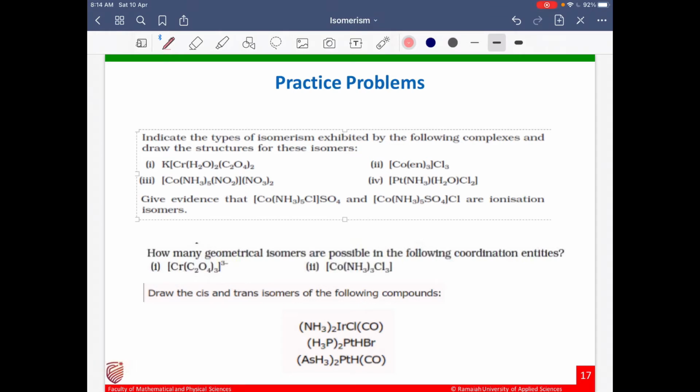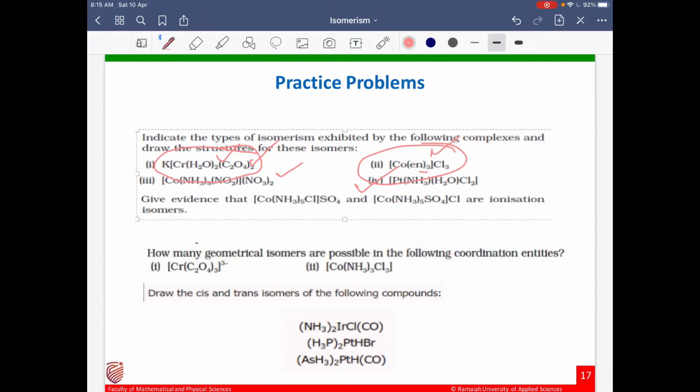Some practice problems. After listening to this class, you should be able to answer all these questions. Indicate the types of isomerism exhibited by the following complexes and draw the structures of these isomers. First one, you have to indicate the types of isomerism exhibited by the following complexes. Will you be able to draw any structural or geometrical isomers of these kinds of compounds?